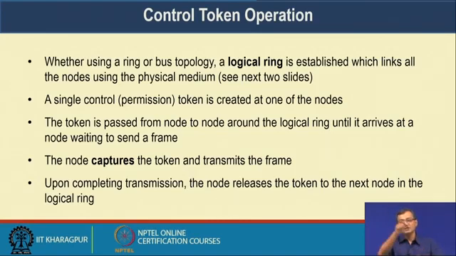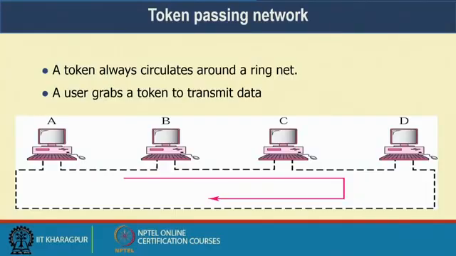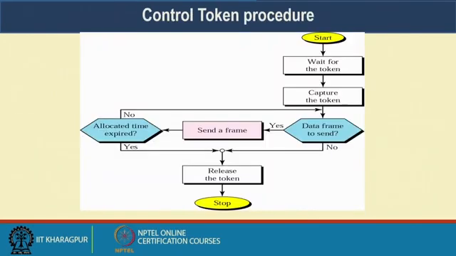So there are nodes in the logical ring, and once one node finishes its transmission, it releases the token in that logical ring. This is what we are talking about: a logical ring has been formed. A token always circulates around a ring network. A user grabs a token and transmits the data, and this is the logical ring formed in the overall scenario, right? So the token is passed from one node to another, the way we discussed.